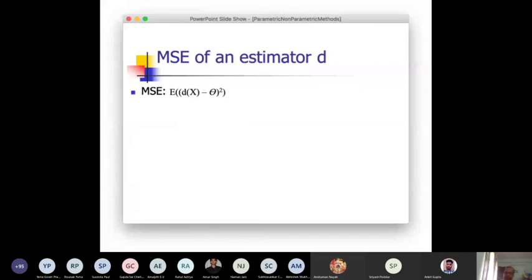So we have discussed the mean and variance of an estimator. But what is the mean squared error of an estimator? Now this is the definition we mentioned earlier also. It is not the variance, right? Because for variance, this should have been the expectation of the estimated D itself.